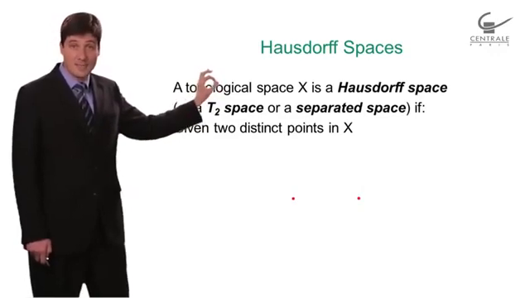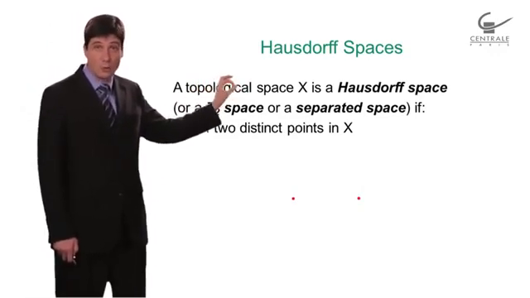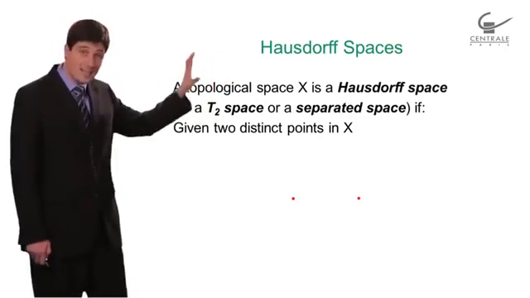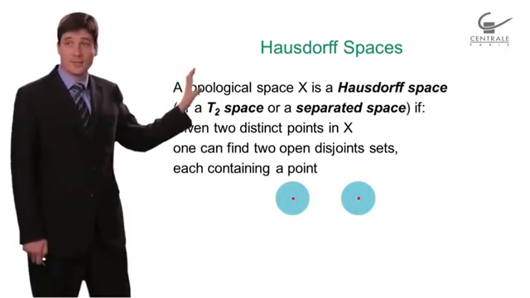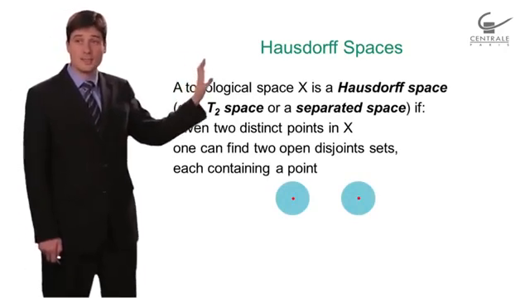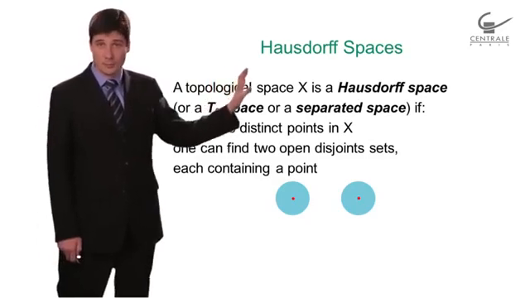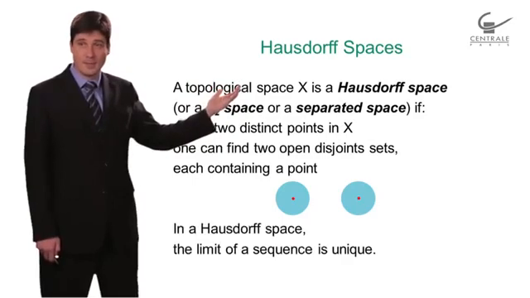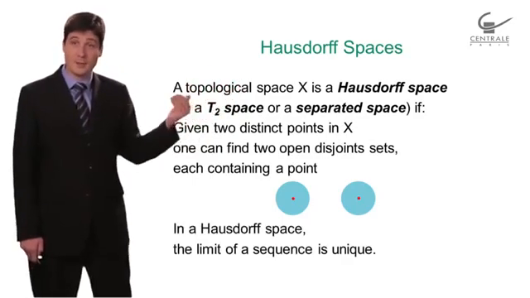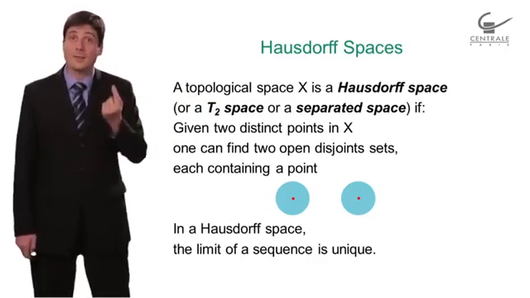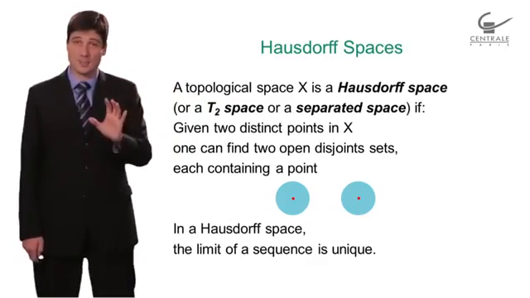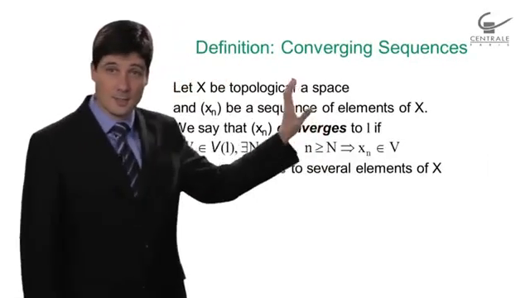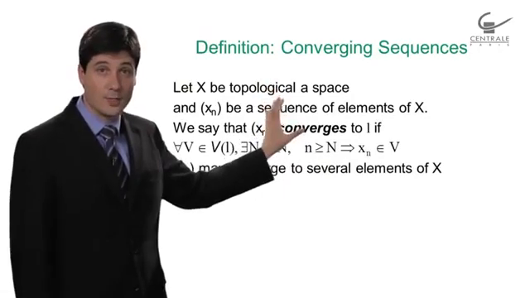Basically, a space X is T2, or is a Hausdorff space, that's the definition, or is separated, if when you choose any 2 points in X, you can find 2 open disjoint sets, each containing a point. If this is the case, then the space is a Hausdorff space. And in this case, the limit of the sequence will be only one. There's only one limit possible in a Hausdorff space. So back to the definition of convergence. As you can see, this definition will work for any topological space.